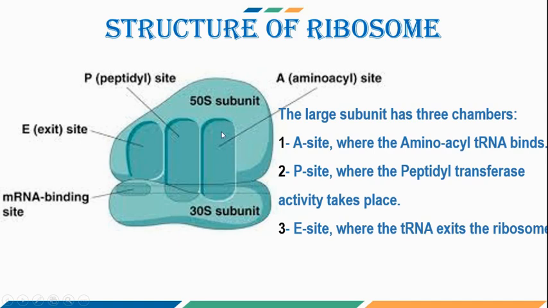The large subunit has three chambers. First is the A site, where the amino acid tRNA binds. Second is the P site, where the peptidyl transferase enzymes are present and they form the peptide bond between the two amino acids. Here is the third, the E site, where the tRNA exits the ribosome.